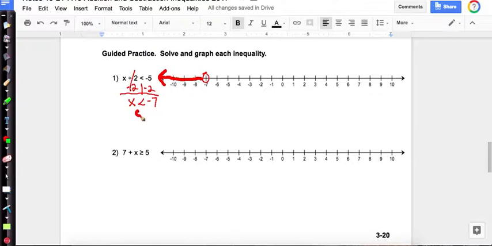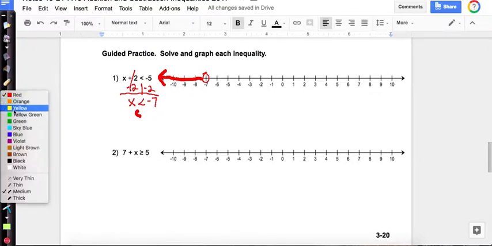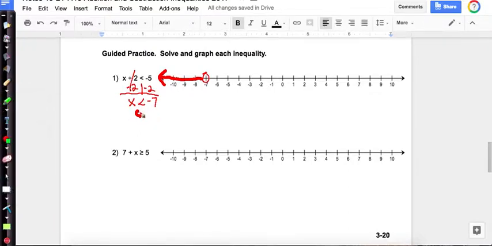Now, there's another way that I can write this, and I want you to write this down. Or I could also write -7 is greater than x, because sometimes you might not see x is less than -7, and you've got to know that -7 is also greater than x, and that means the same thing. Okay, let's look at example number 2. Draw your T.